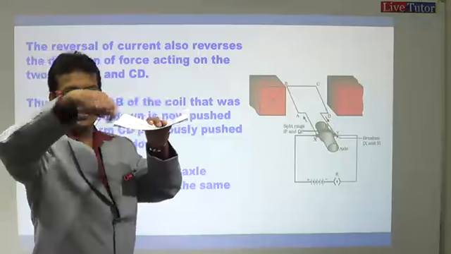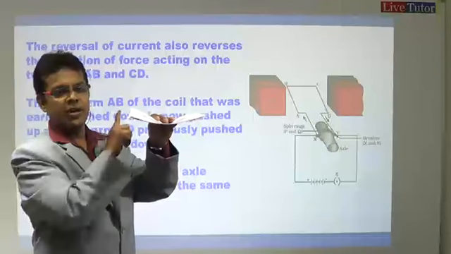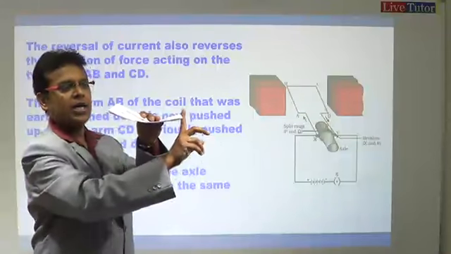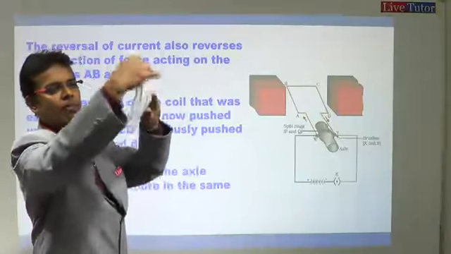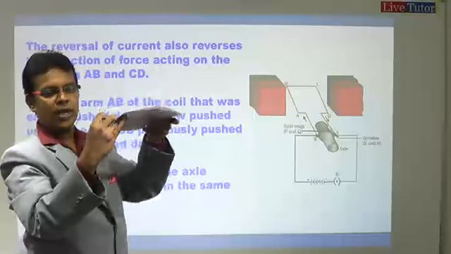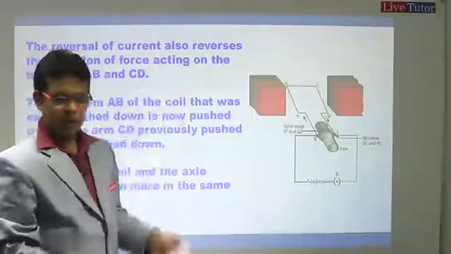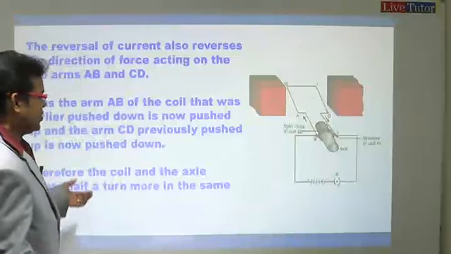This is AB and this is CD now. But in AB earlier the direction of current was inward, but here it is outward. The same AB has come here, but the current is in the opposite direction. So instead of going downward, what will happen? It will go upward. So that is another half completed. Like this, it will keep on rotating because of the change in the direction of the current.